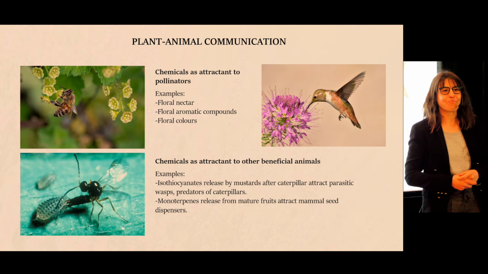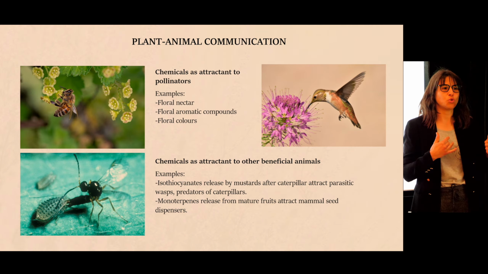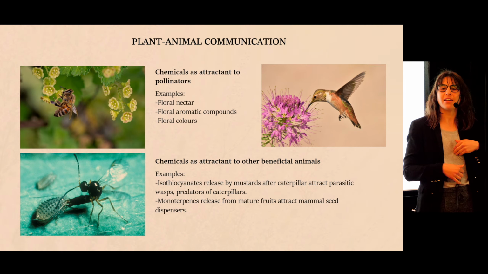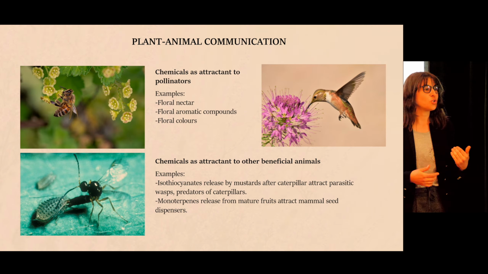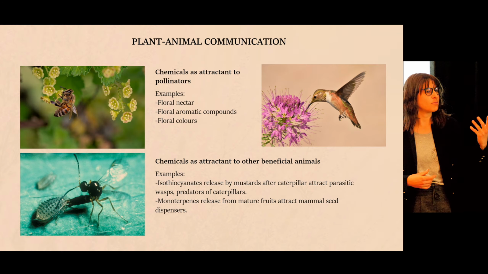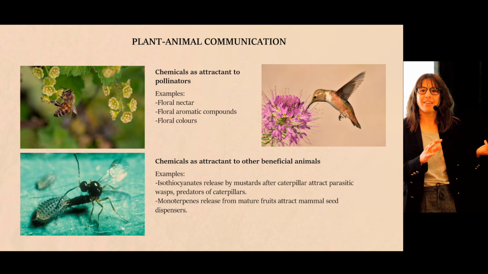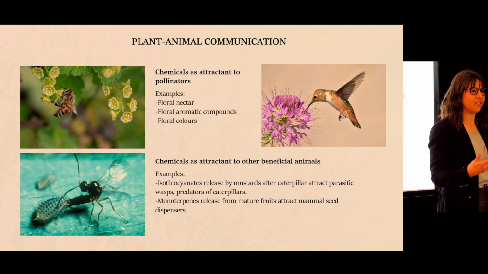Plants also closely interact with what we call beneficial animals. For example, some seeds need to pass through the digestive tract of some mammals to then germinate. So we call these animals seed dispersers. And plants can emit some compounds to attract these seed dispersers to feed on the fruit and then to consume the seeds.